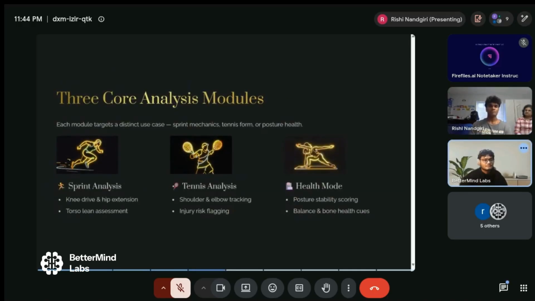Cool. So as I was explaining before, there are three core modules: the sprint analysis, tennis analysis, and the health mode. The sprint analysis works on the sprinting part of the app. Did you all work on the same project together, or did you each work on separate versions? We all worked on it together. Cool, that makes sense. You worked on the sprint analysis, right? So I'll just focus on that for you, okay?